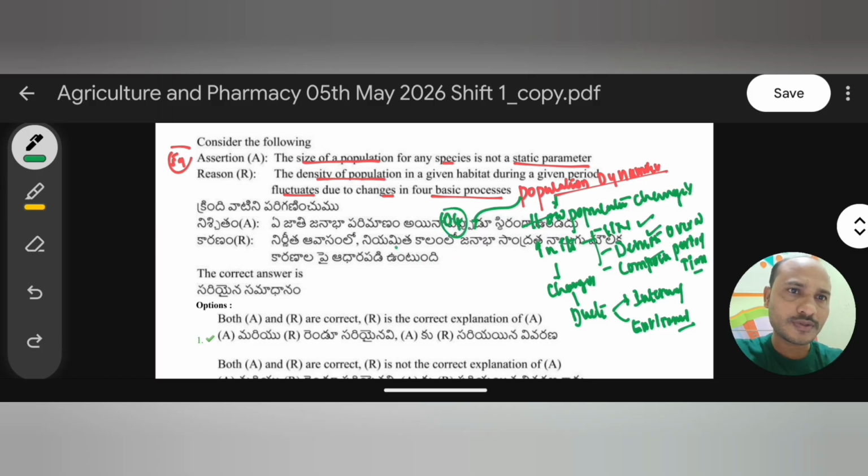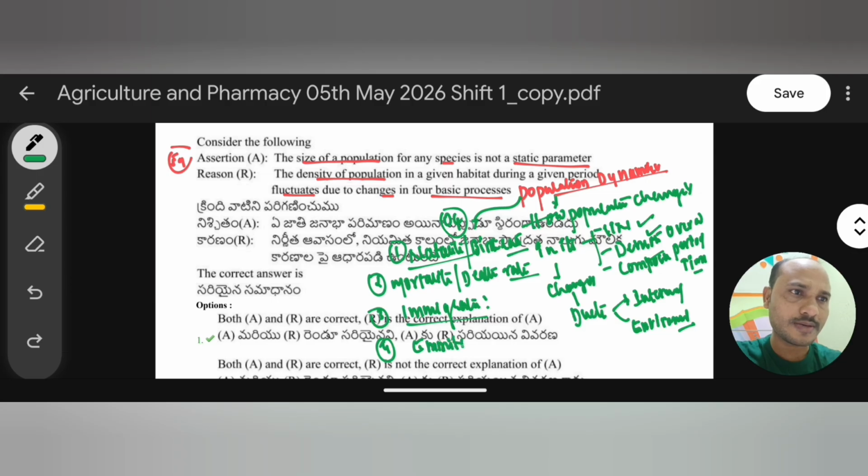The first one, very important, is natality, which means birth rate, per capita birth per unit of time. The second one is mortality, which means death rate, per capita death per unit time. And the third one, very important, is immigration. If any species immigrates into a new habitat, we also count it. And the fourth one is emigration. If any species leaves its natural habitat and emigrates to another place, we also count that.